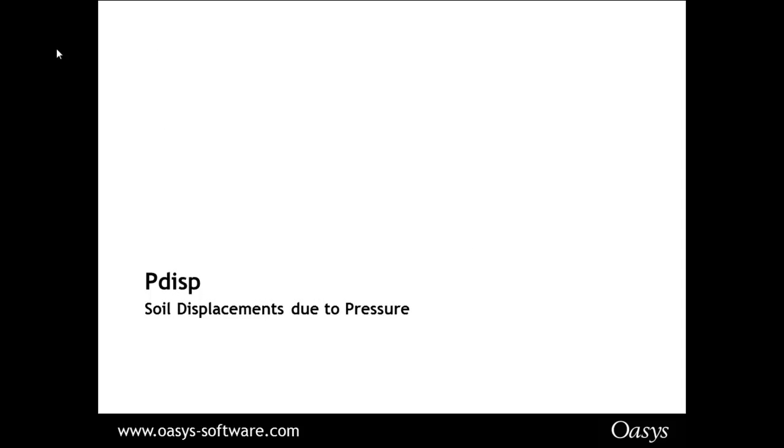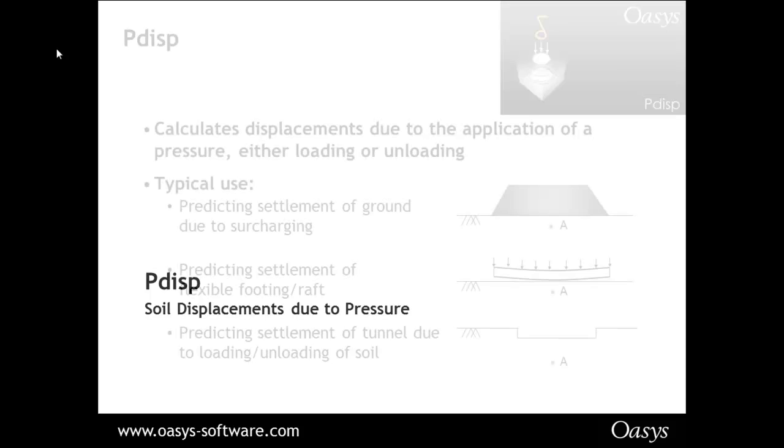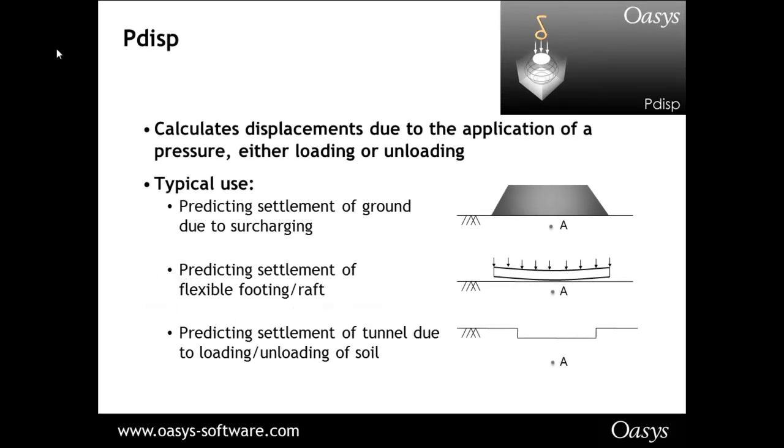So to start with, I'll give you a quick introduction into Pdisp. Pdisp is effectively soil displacements due to pressure. So it calculates displacements due to the application of a pressure, and this pressure could be either loading, such as any kind of surcharging, which is shown on this image here, or unloading. So for example, if you've got any kind of demolition, then you can analyze that using Pdisp, and we'll be carrying out examples of both.